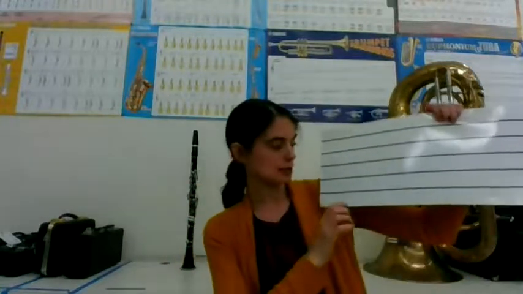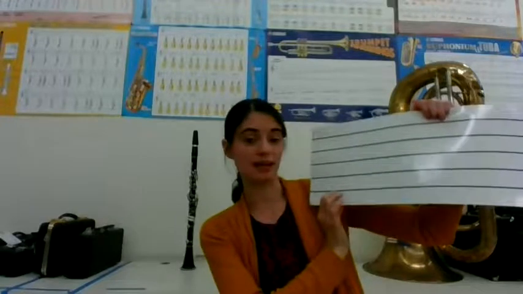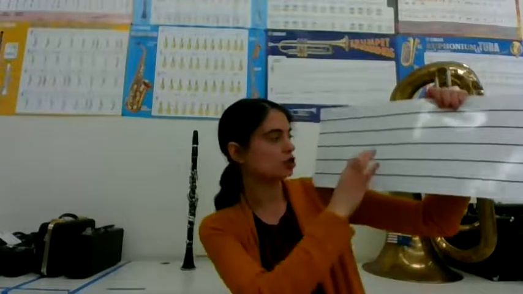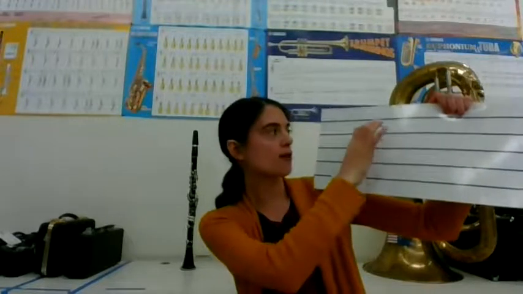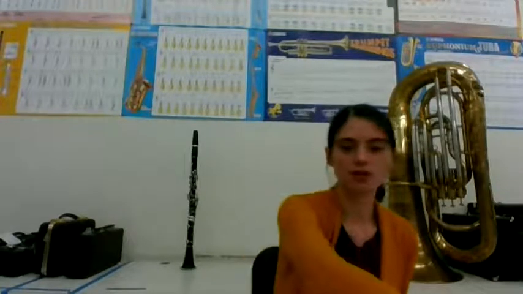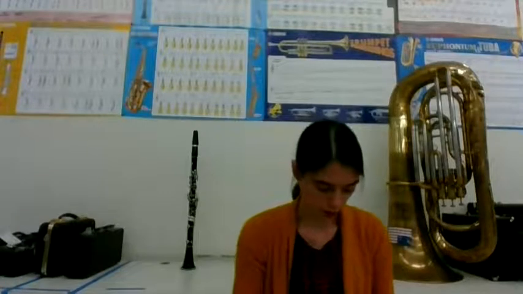If we look here, you can see that there are some white spaces and that there are black lines. On our music staff, we have 1, 2, 3, 4, 5 black lines. Those are the lines on the music staff. Let's talk about another thing on the music staff that you might see. We're going to talk about the treble clef.